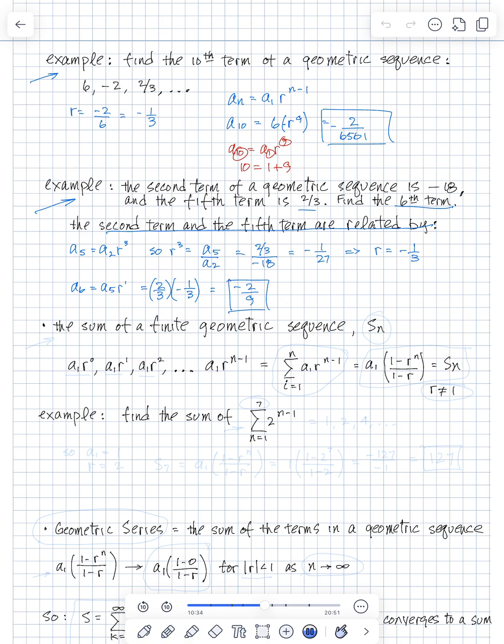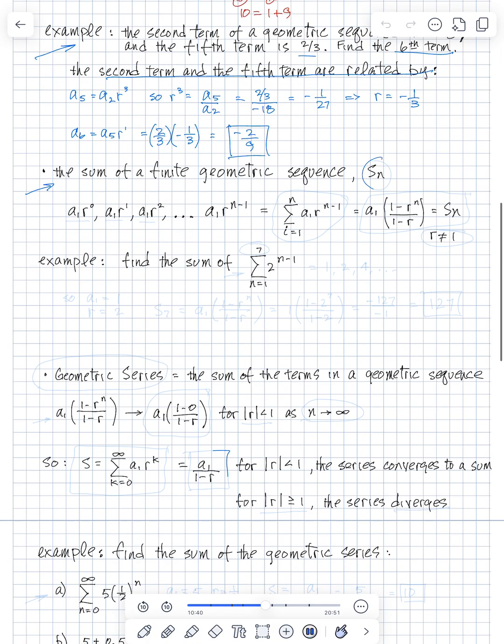Okay, now we're going to look at the formula for the sum of a finite geometric series. We're going to call it S sub n. Now the series looks like this: A1R^0, A1R^1, A1R^2, and we're going to sum all those up using this. It turns out that this formula, S sub n, is equal to A1 times the quantity 1 minus r to the n over 1 minus r. Of course, r is not equal to 1 because we can't have a 0 in the denominator.